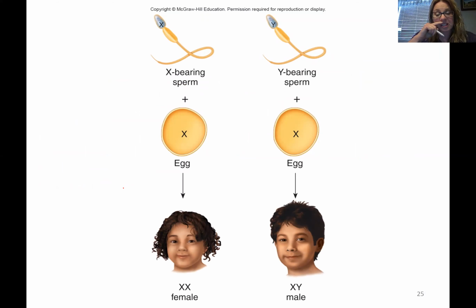This just illustrates what I just went over. Eggs will always have an X. Sperm could have X or Y. X and Y combined to make male, X and X combined to make female.